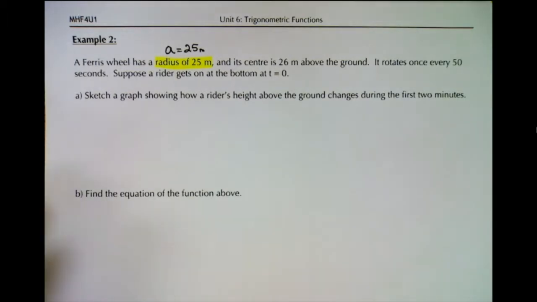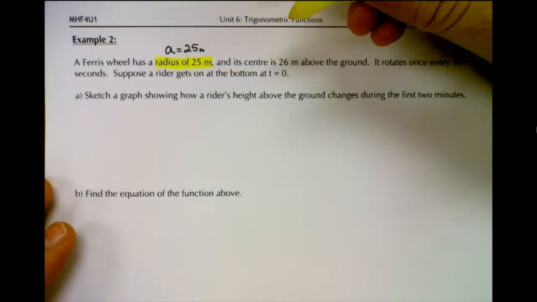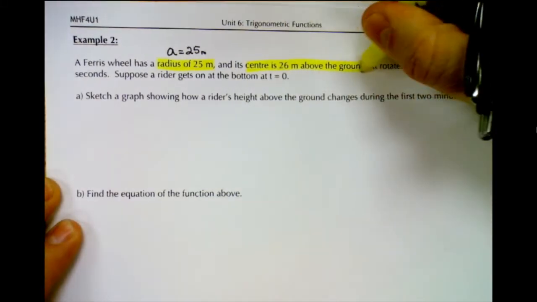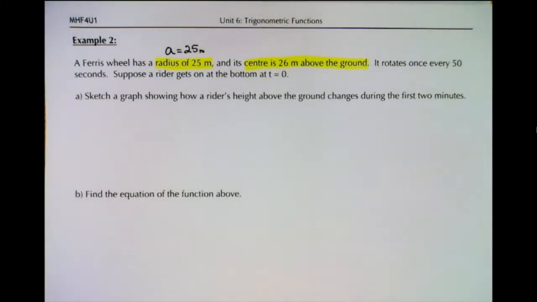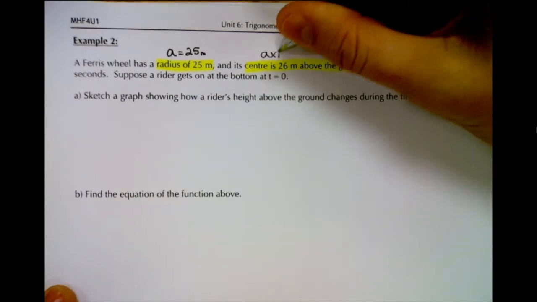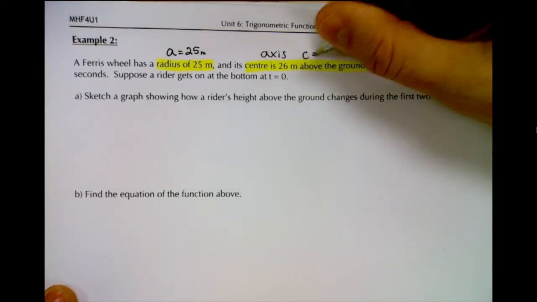And its center is 26 meters above the ground. That's telling you about the center of the graph. And the center of the graph is your axis. And your axis is your c value.